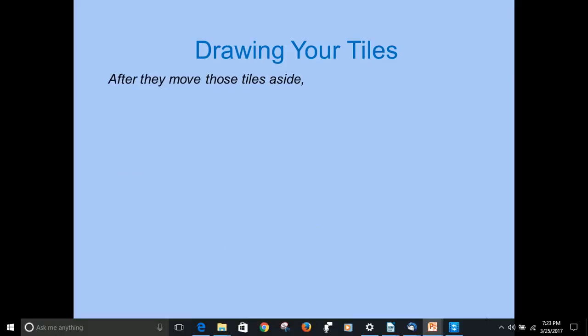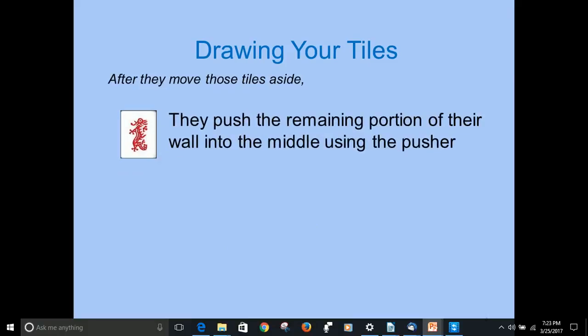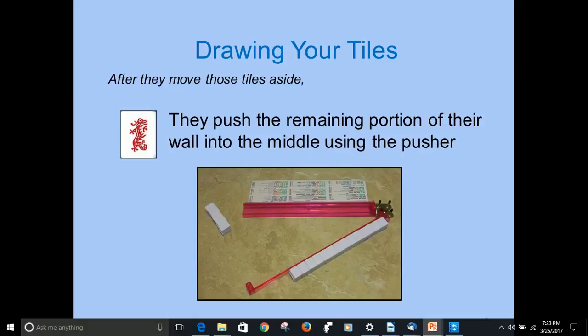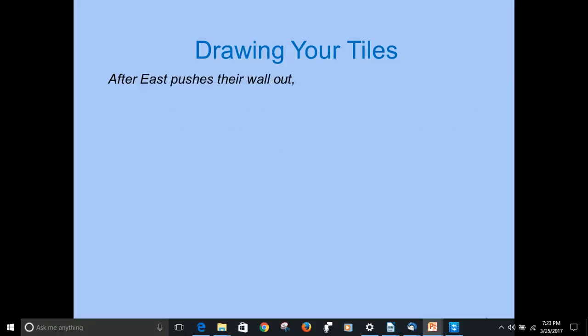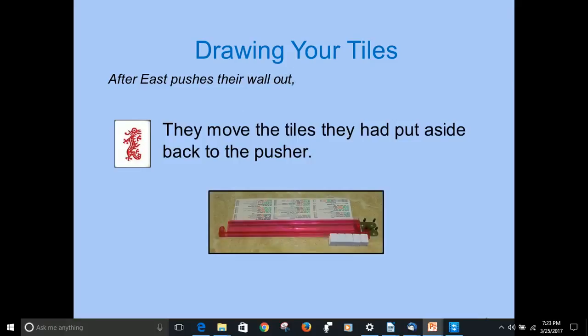East then pushes the remaining tiles in their wall to the center of the table using the pusher, so everyone can reach them, and returns their pusher to its normal position. They then move the tiles they had pushed aside back onto their pusher, moving them all the way to the left side.